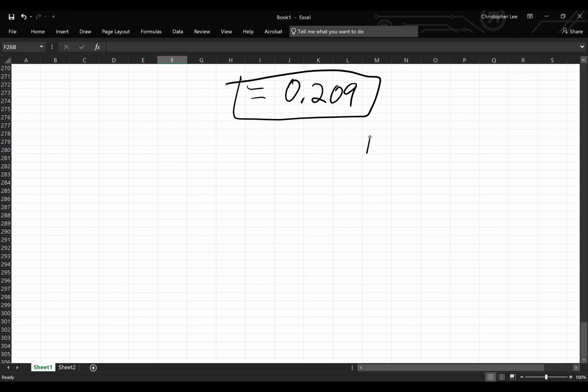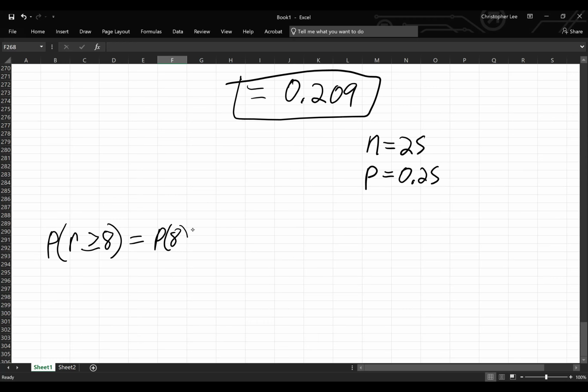So I have my n. It's 25. My probability of success is 0.25. So I want to know what's the probability of r greater than or equal to 8. Once again, we know that that's going to be the probability of 8 plus the probability of 9 plus, skip a few, you get the idea, all the way up to the probability of 25, right?